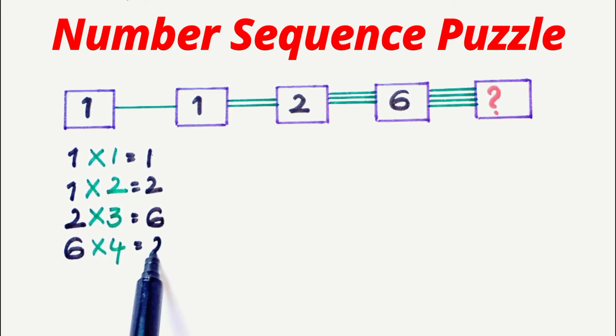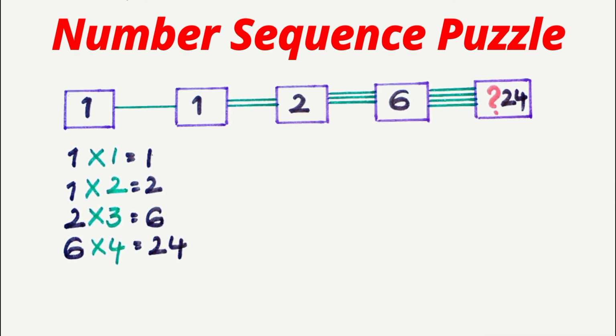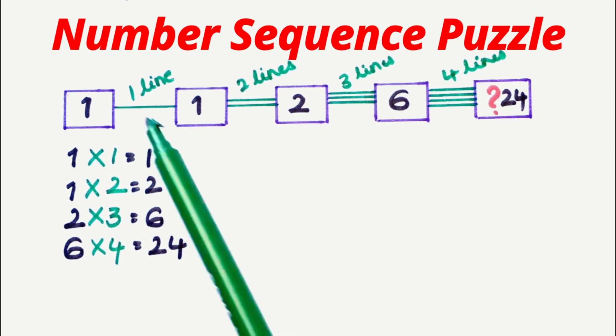And there are 4 lines after the number 6. So 4 6s are 24. So what is the answer? Yes, the answer is 24.